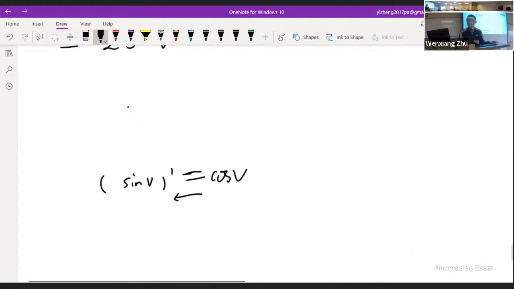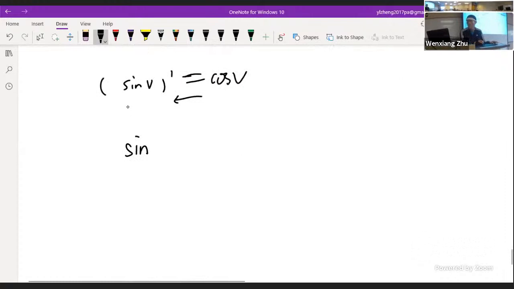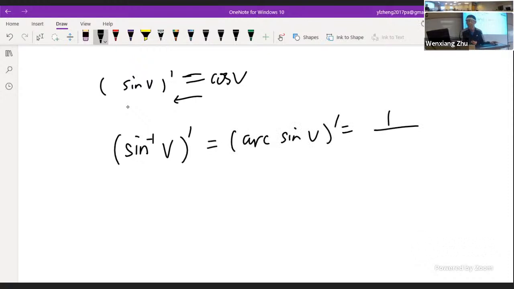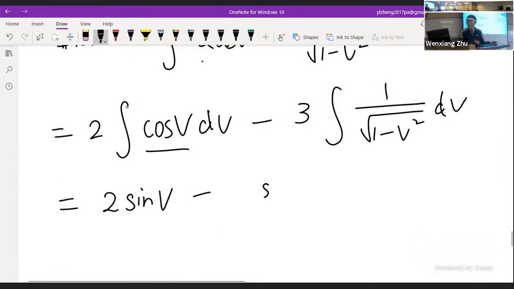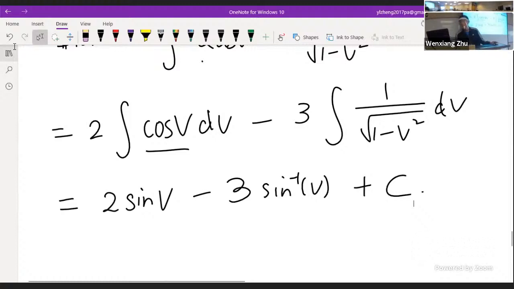And now what about the other one? You have to be familiar with this one. You take the derivative of inverse sine, or another way to write that is arcsine. We have done this before, right? The inverse sine function. So that means you go backwards. The parent of that one will be the inverse sine function. And don't forget, you need to multiply by 3. And then you add a constant. So you just need to practice a few things, right?